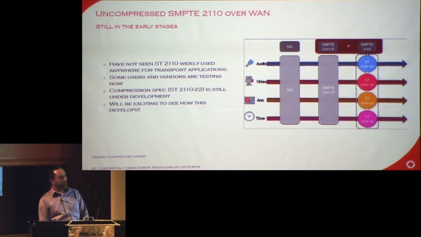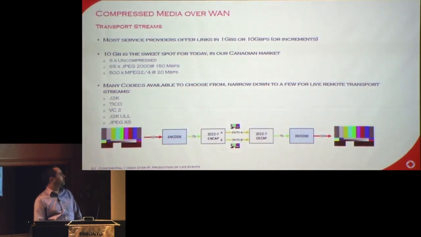Lots of folks are building 2110 inside of plants right now. But the new thing is going to be, let's take 2110 and build it across a WAN. This is where things definitely are heading. I haven't seen it in use widely anywhere, but I know a lot of folks are testing, including us at Rogers. We'll be doing some tests this year on 2110 over the WAN. So it's going to be exciting. We'll see how this develops. The challenge there with 2110 is going to be keeping PTP together over multiple hops and multiple telcos potentially.